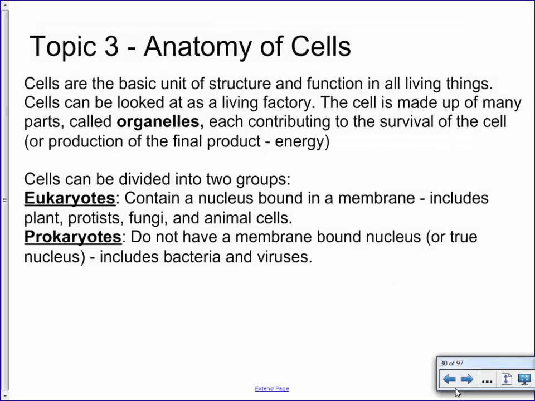Okay, third day, we talked all about cells, and this is probably where you've got to have at least a half page of terms on this. Organelles are the little parts inside a cell. Eukaryotes and prokaryotes are cells that have a nucleus or don't have a nucleus, like say bacteria and viruses.